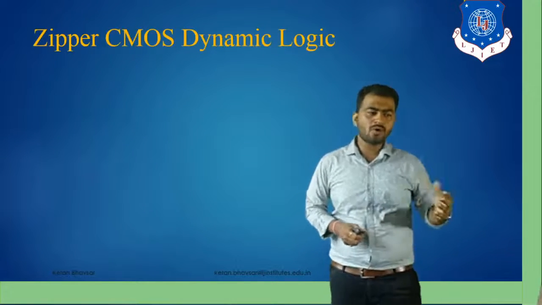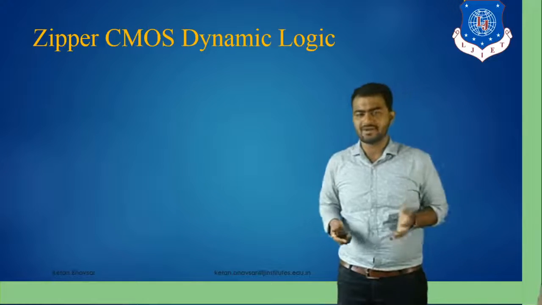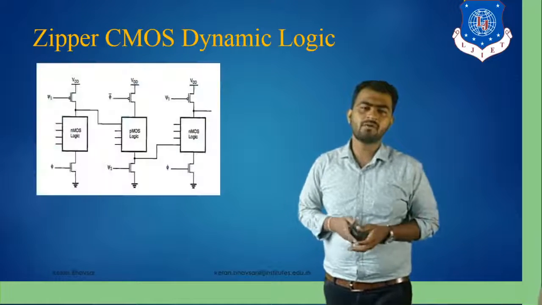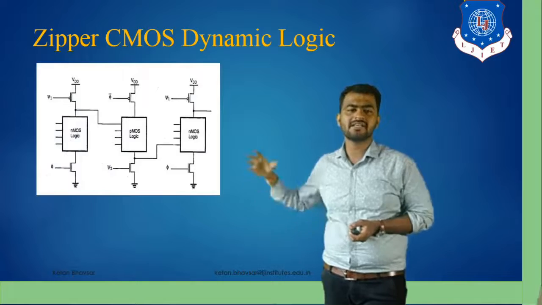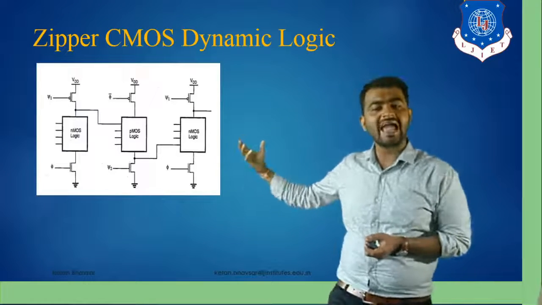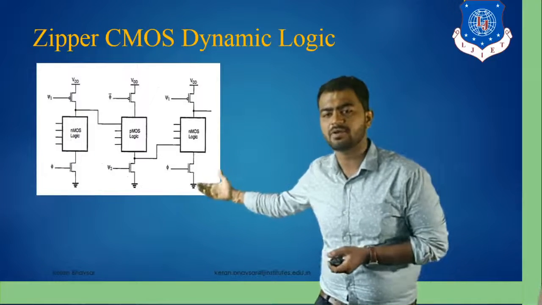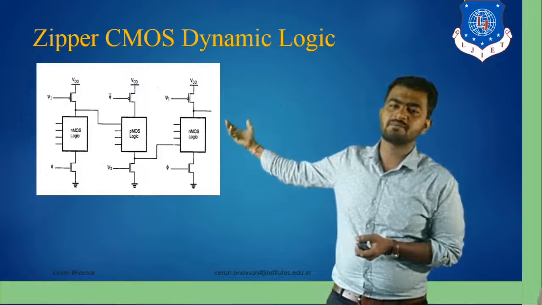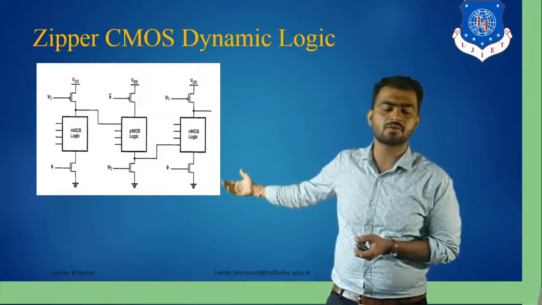So now we move on to the next circuit. It's talking about the zipper logic circuit. Now what is a zipper logic circuit? In the zipper logic circuit, as you can see, we are connected with the AND logic blocks, we are connected with the P logic block, we are connected with a specific PMOS configuration, we are connected with the ground block too.